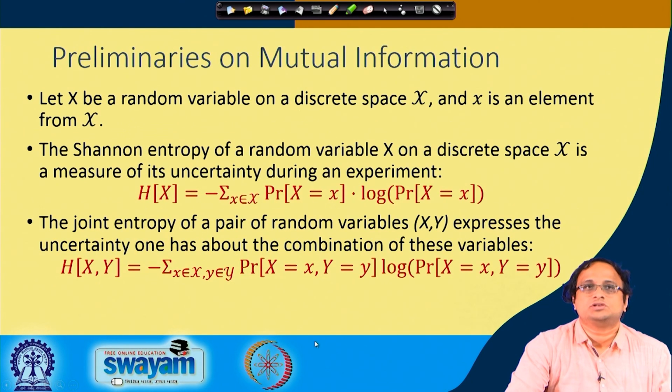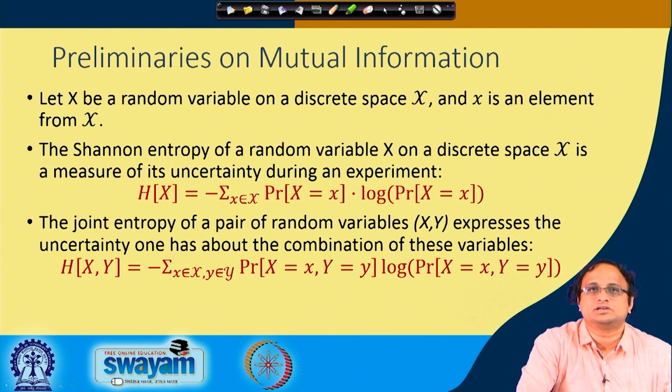So, it is important to make a quick recapitulation of the tools that we have in information theory. For example, let X be a random variable defined on a discrete space denoted as psi, and x is an element from this space. Then we can define the Shannon entropy of a random variable on a discrete space in this way. It is a measure of uncertainty in this random variable.